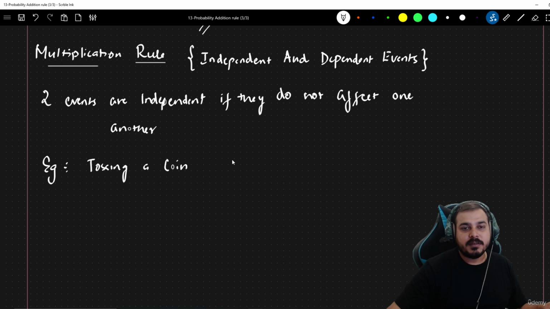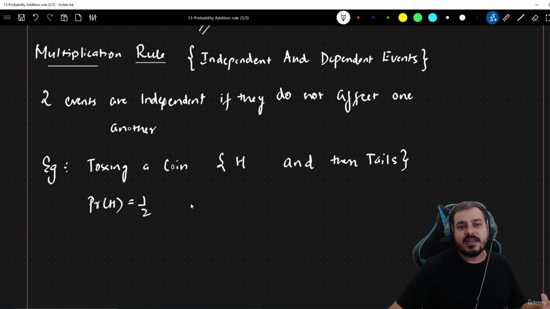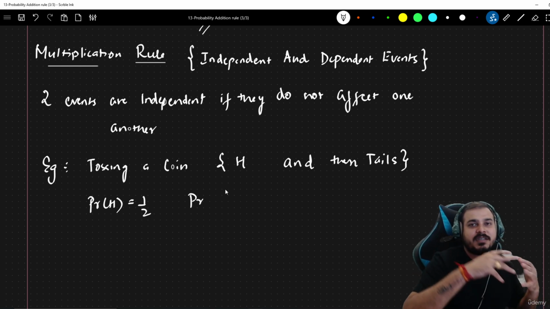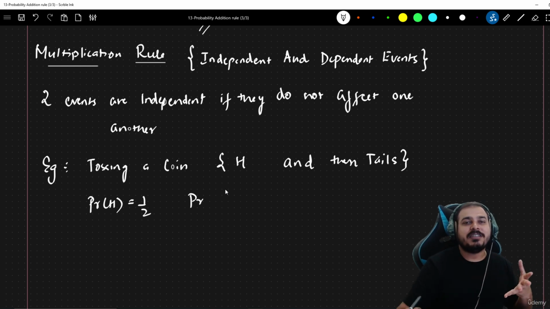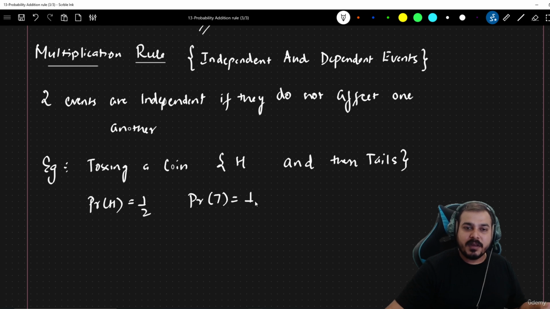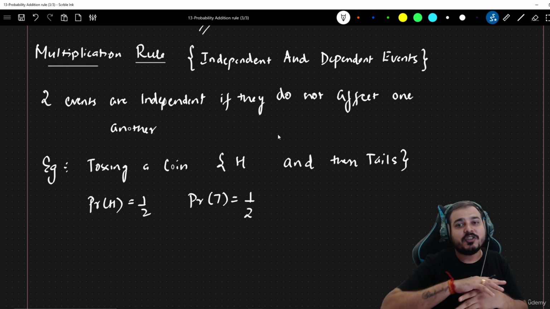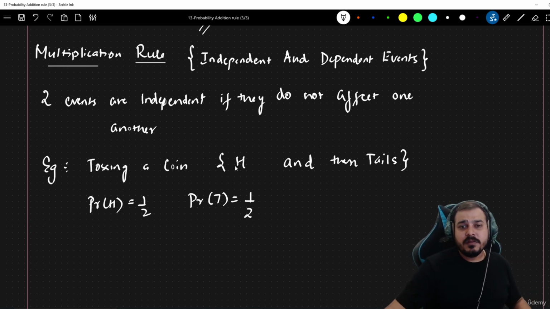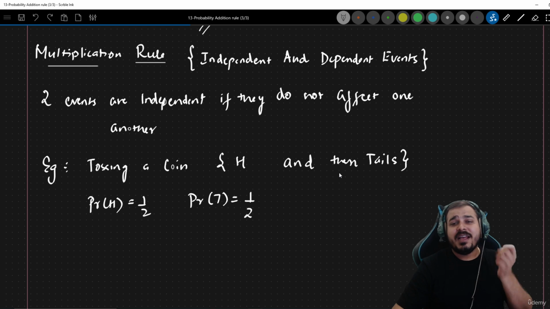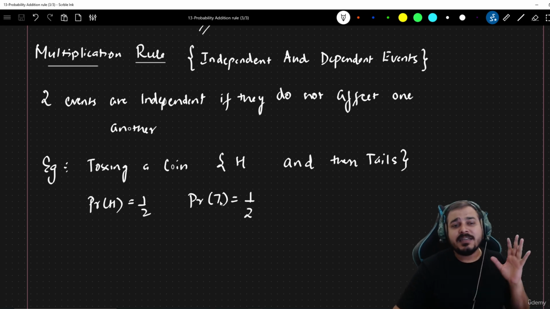When I'm tossing a coin, suppose I get heads for the first time and then tails. Now in this scenario, what will be the probability of head the first time? It will be 1 by 2, right? After that, even though I tossed the coin and got head, if I toss tail, it is not going to impact the probability of tails. That time also my probability of tail will be 1 by 2 only. So these events are actually independent. Once I get a head in the first toss, and then I try to get a tail, the probability is not going to change.